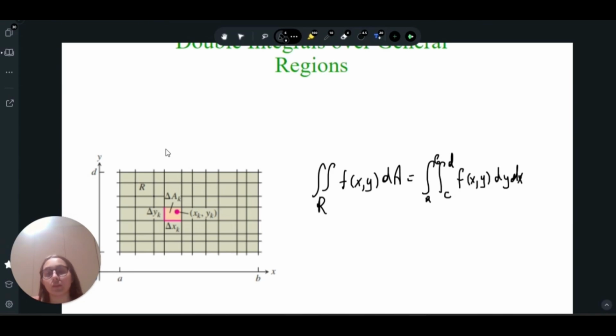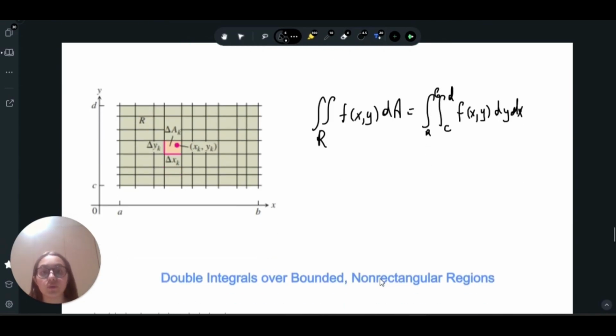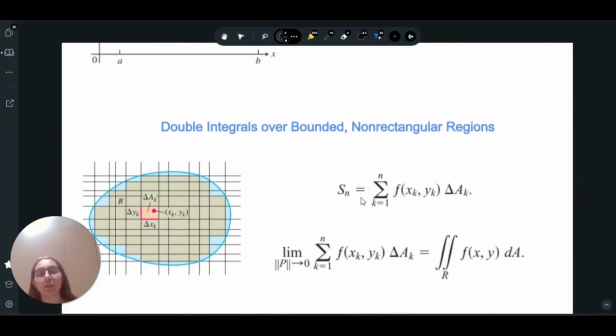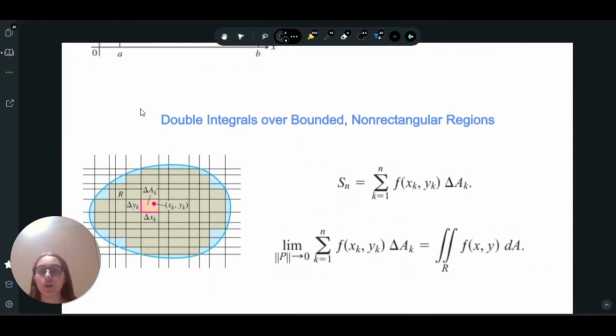I don't want to stop here. Let's go to the non-rectangular regions. So if, for example, we have this kind of region, what can we do?